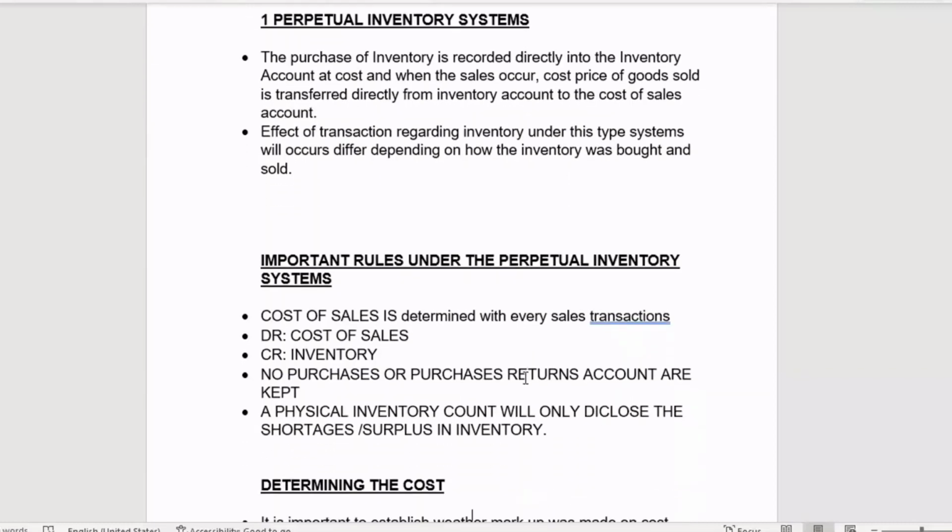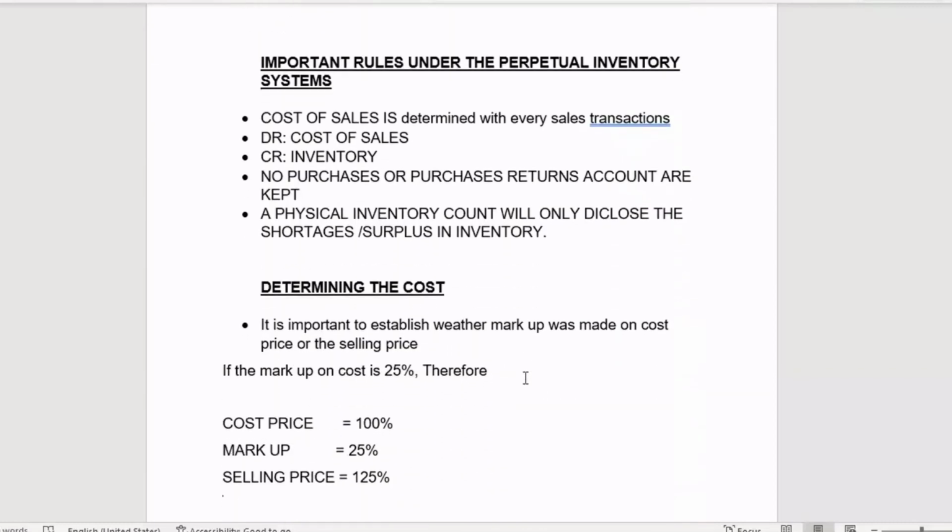Okay, there's a point I'm looking for under this method. Right, important rules first under the perpetual inventory system. The cost of sales is determined with every sales transaction, and then you debit the cost of sales, and you credit inventory because it's going out of the business. So no purchases or purchases returns accounts are kept. A physical count will only disclose the shortages or the surplus of inventory.